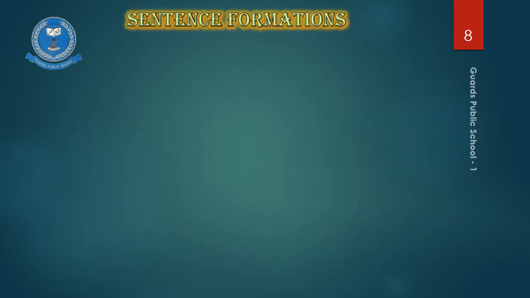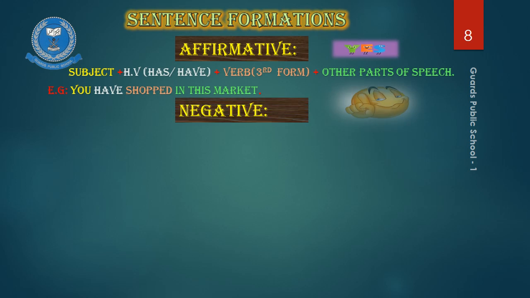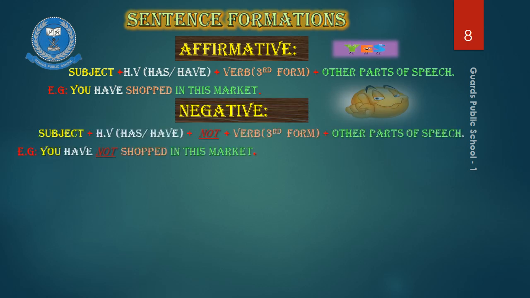The sentence formation in the present perfect tense has a subject in the beginning, a helping verb, has or have, the third form of verb and other parts of speech in the affirmative form. For example, you have shopped in this market. For the negative formation, we have a subject in the beginning, a helping verb, the word not, the third form of verb and other parts of speech. For example, you have not shopped in this market.